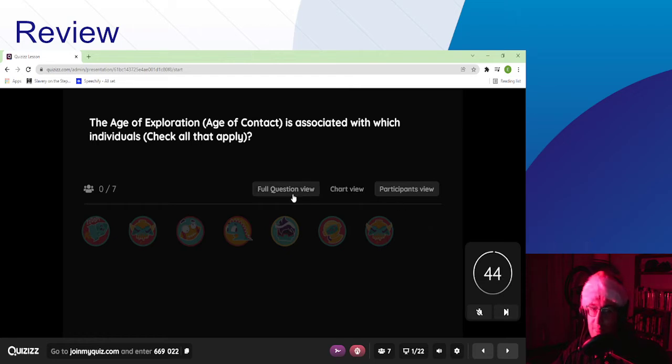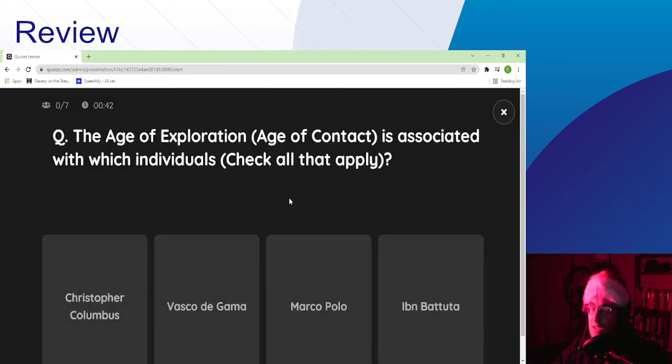All righty. The Age of Exploration, which some scholars also call the Age of Contact, is associated with which individuals? What individuals historically are associated with the Age of Exploration? There are several here, not just one.